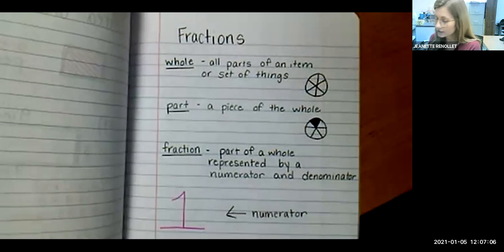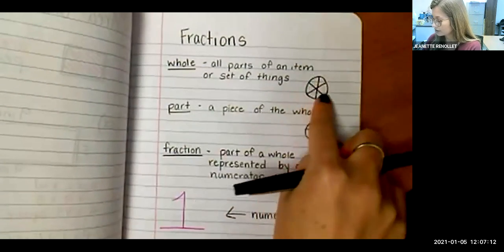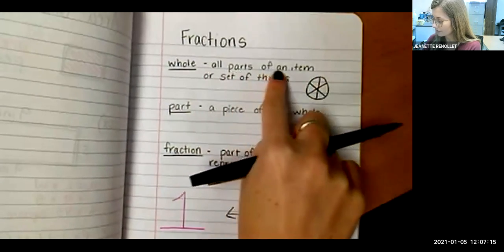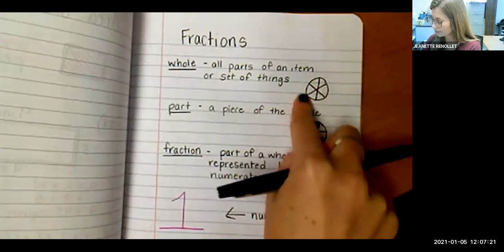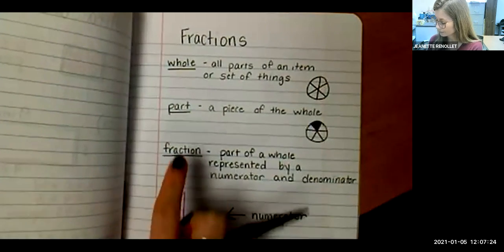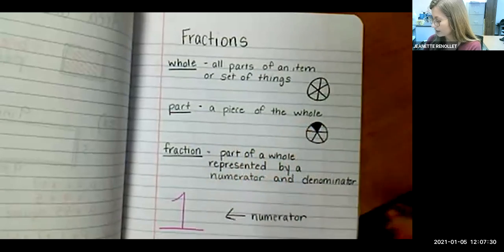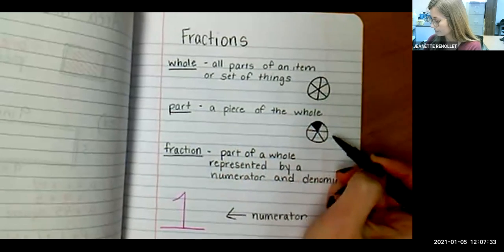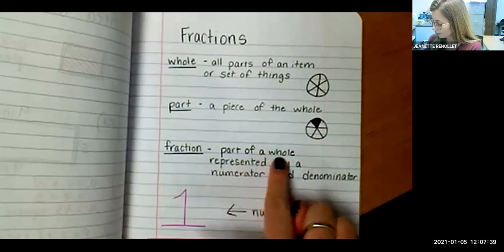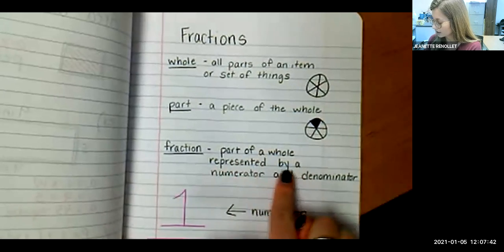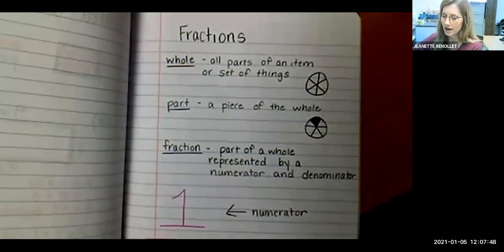As a reminder, here are some vocabulary words that are important. Whole, here's a picture. It means all parts of an item or a set of things. So whole is when all of them come together, you have one whole. Part means a piece of the whole. And here we shaded one of the parts. Fraction means part of a whole represented by a numerator and denominator. This is where we're going to start today.